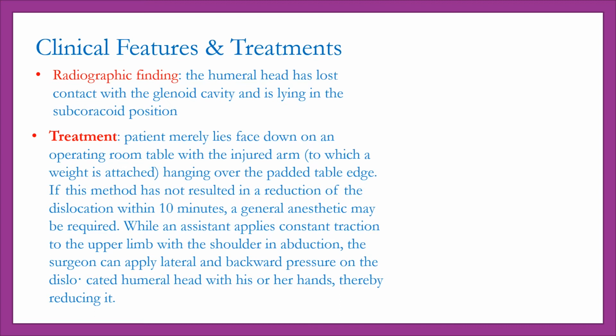Treatment. The patient merely lies face down on an operating room table with the injured arm, to which a weight is attached, hanging over the padded table edge. If this method has not resulted in a reduction of the dislocation within 10 minutes, a general anesthetic may be required. While an assistant applies constant traction to the upper limb with the shoulder in adduction, the surgeon can apply lateral and backward pressure on the dislocated humeral head with his or her hand, thereby reducing it.